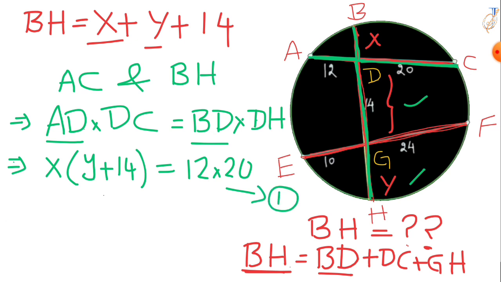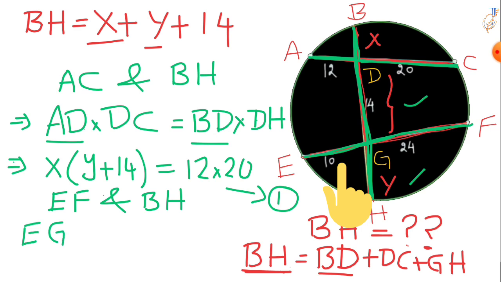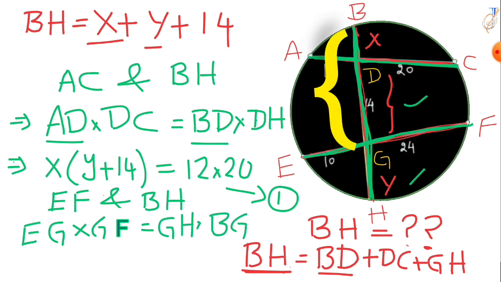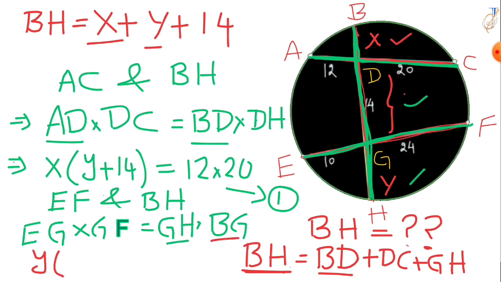Now you take another chord, that is EF and BH. Use the same theorem because these two chords are intersecting each other. So the same theorem here also states that the EG length multiplied by GF is equal to this GH multiplied by BG. GH means Y, BG means X plus 14, that is equal to EG length 10 times GF length 24.